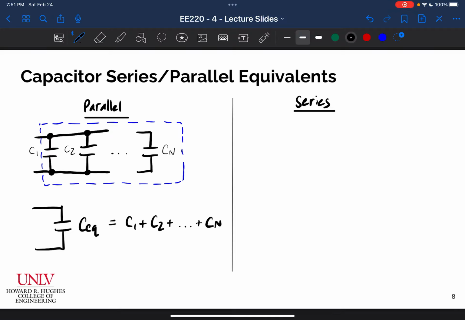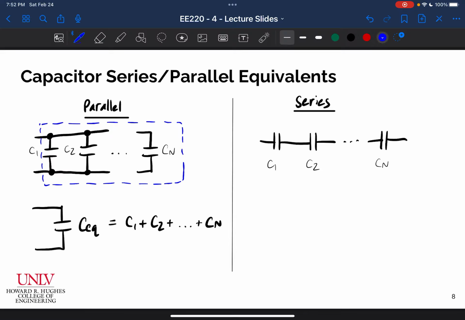Okay? So this is the opposite of how resistors work, right? Resistors in series add, capacitors in parallel add. And so if I have series capacitors, so something that looked more like this, then these behave the way that resistors in parallel behave. So again, I'll call this C1, C2, and Cn.